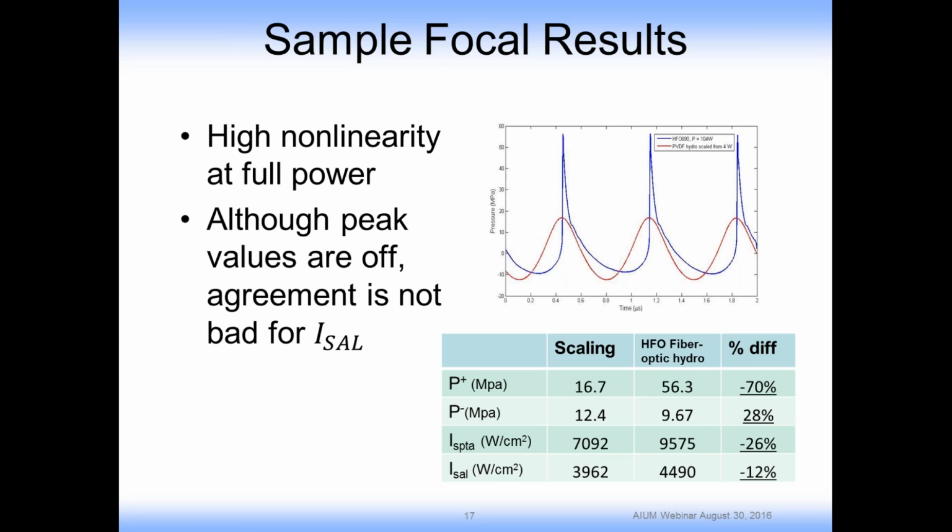The red curve, which is the scaled result, is obviously far off in terms of the peak pressure. That's where it's most far off. The negative pressure is actually larger because of an effect called acoustic saturation.